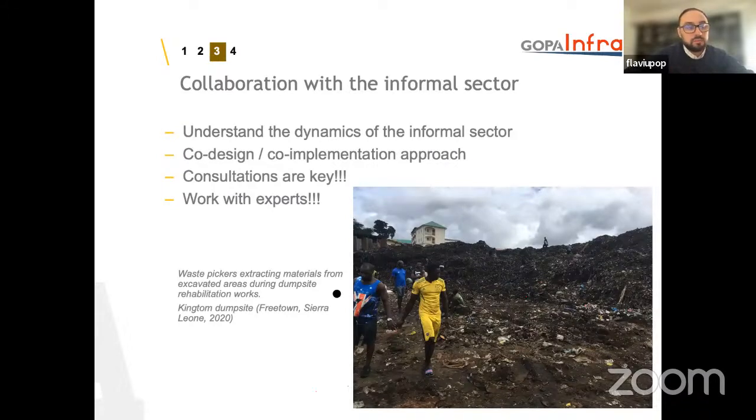So consultations are key. Make sure you work with the informal sector, you co-design, you co-implement activities, work with experts. I think that's the advice. For example, sociologists with a good understanding of waste management can prove to be most effective in engaging with the informal sector. Experts really who have done this before.